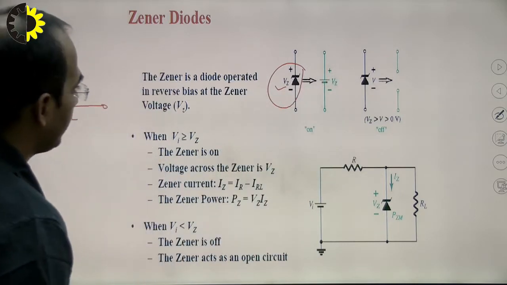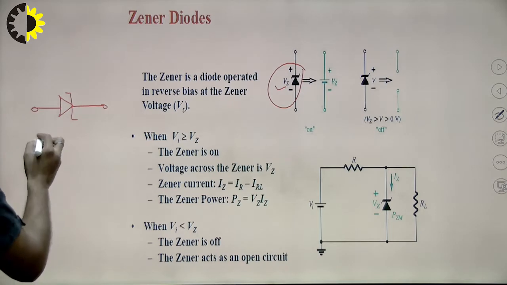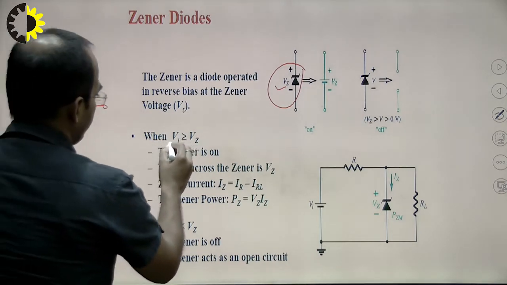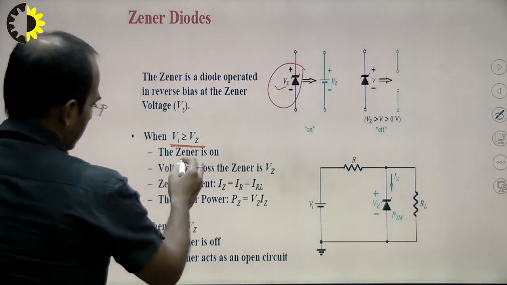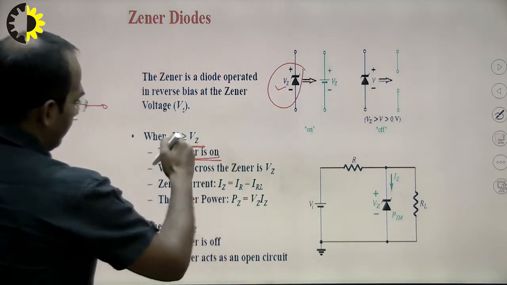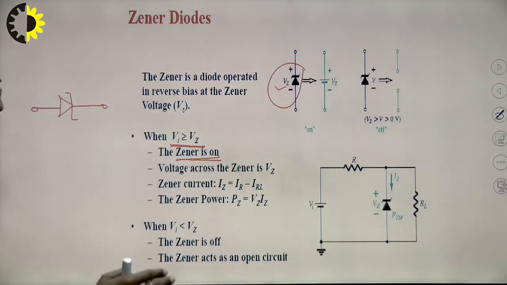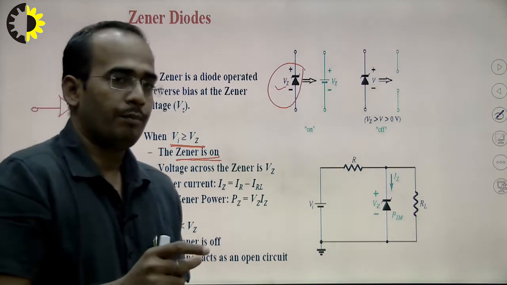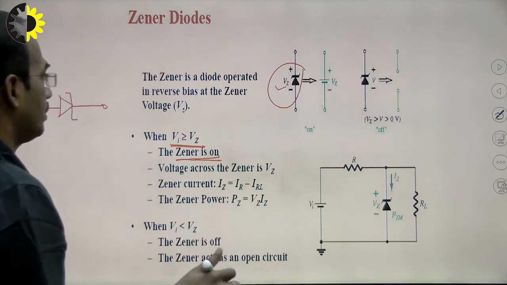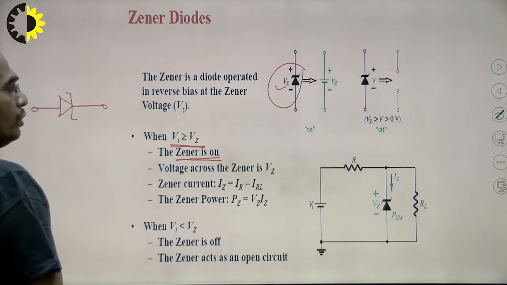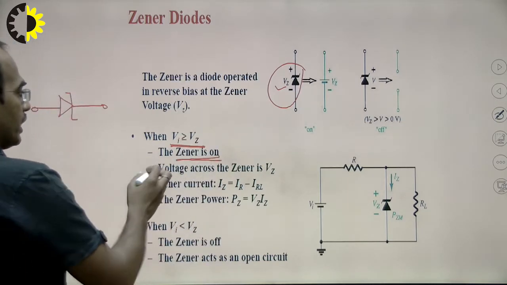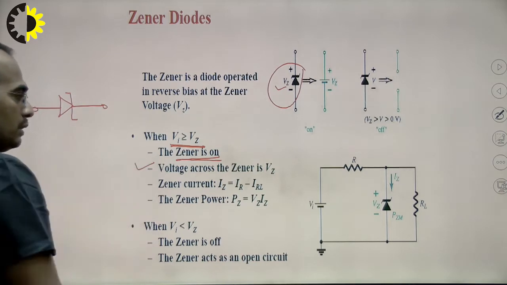I mean to say, when Vi is greater than Vz, the Zener diode will be in the on state, or you can say it will behave as a short circuit, and current will flow through the Zener diode, and the voltage across the Zener diode will be equal to Vz.